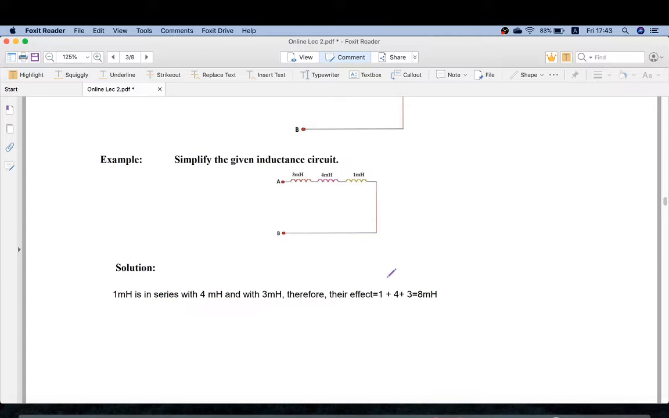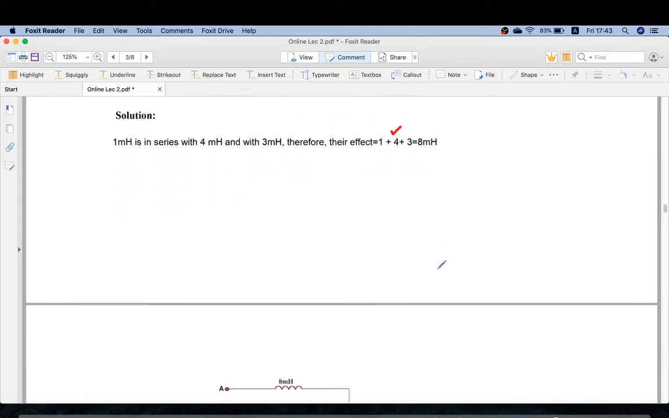Now there is another example. There are 3 inductors and the values are 3, 4 and 1. So how will we add them? We will just simplify, add them. 1 plus 4 plus 3 is equal to 8. So it is the same as the resistance in series.